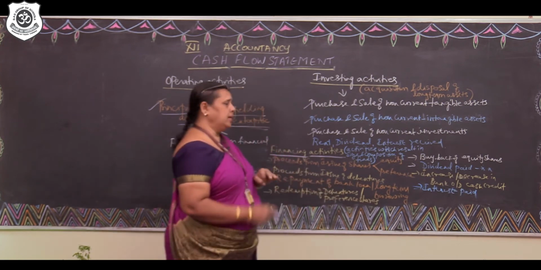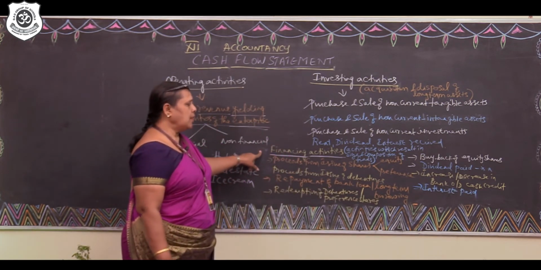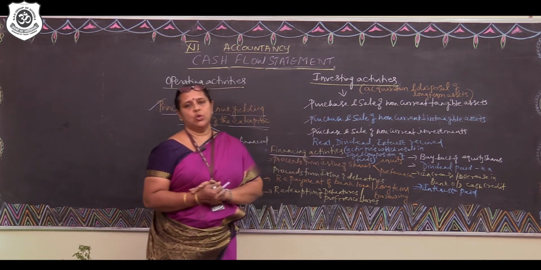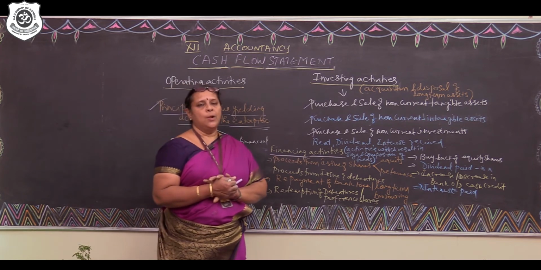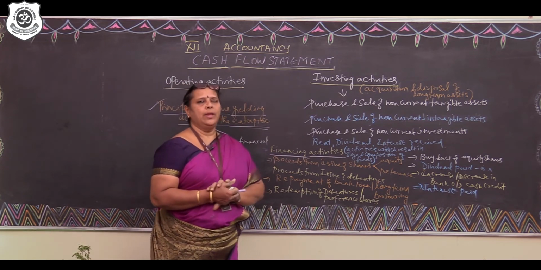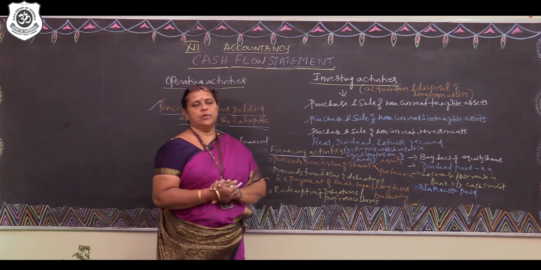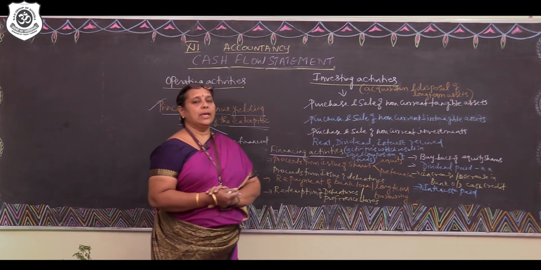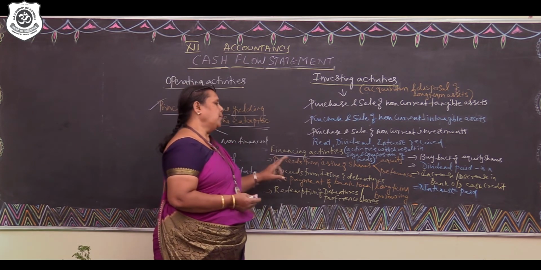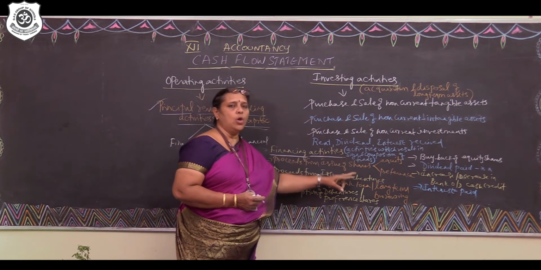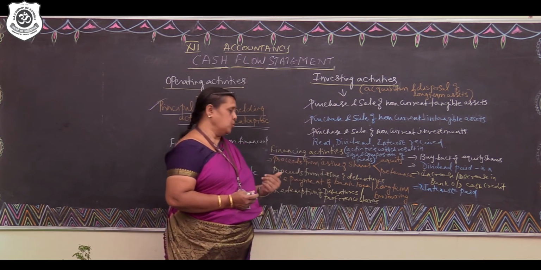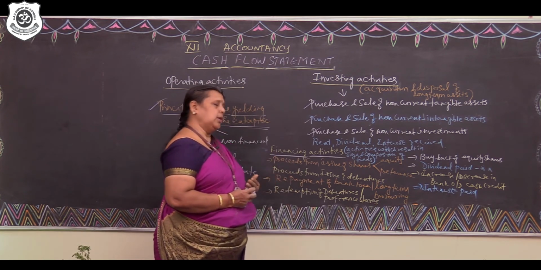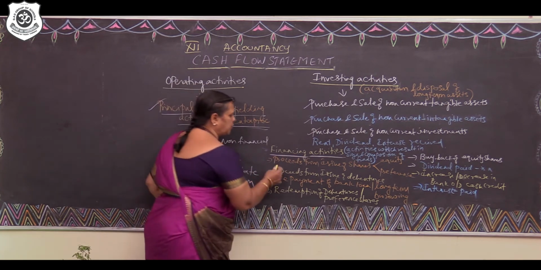The third category is financing activities. The financing activities are those activities which result in changes in the size and composition of owners' funds and borrowed funds. So, the financing activities are the main inflows of funds for meeting the operating and investing activities. Now, what are the examples of financing activities? Proceeds from issue of shares, equity shares or preference shares, by which there will be inflows. Then proceeds from issue of debentures. Then repayment of bank loan. We can include borrowings from bank.